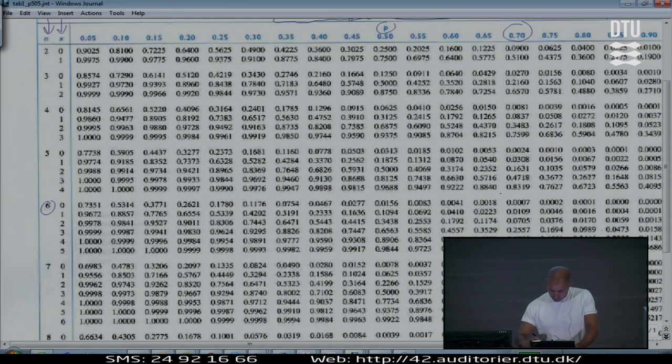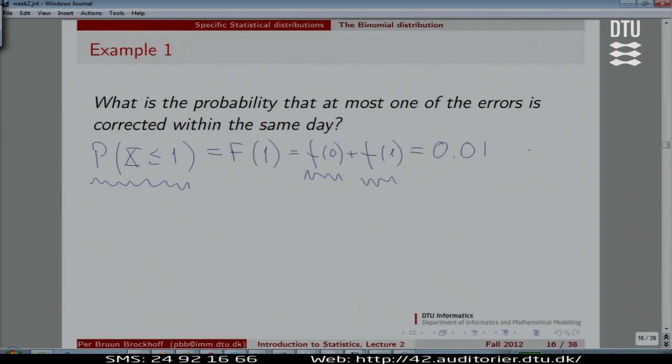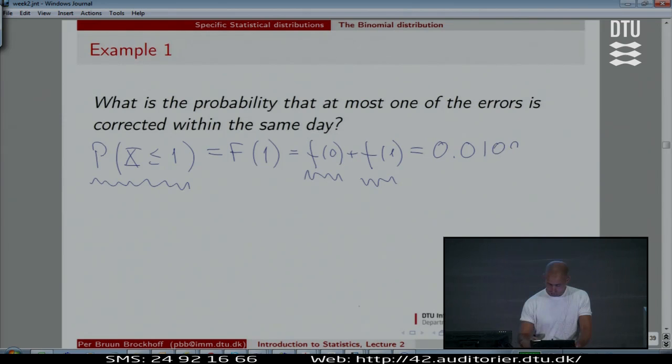Anyway, so the relevant distribution is given to us here. And if we look at the second one, we can see this is the one I just computed, 0.0109. That was the distribution function taken in the number 1.